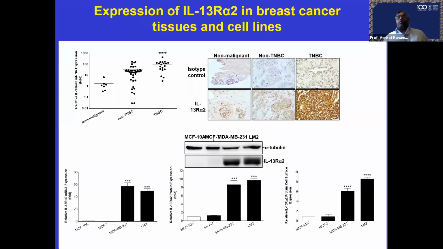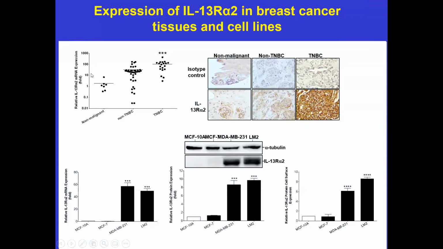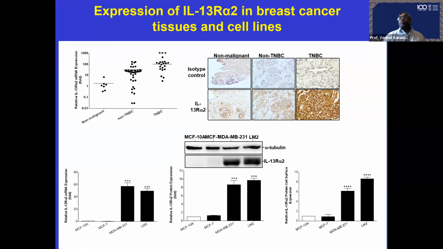Before doing that, we wanted to measure the expression levels of alpha-2 in breast cancer. As you can see, the expression is quite high. This is a log scale, so you can see the expression is quite high in cancer. If you subdivide, the expression is even higher in triple negative breast cancer when compared with non-triple negative breast cancer. This is by RT-PCR. As you can see here, we have done it by immunochemistry. The stronger the signal, the more expression of the receptor.